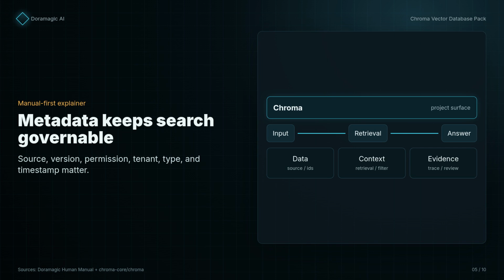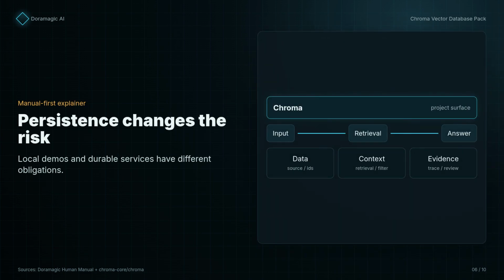For RAG, Chroma usually sits before the generator. The app embeds or receives a query, searches the collection, retrieves nearby documents, builds a prompt, and asks the model to answer from that context. The vector database improves discovery, but the answer still needs source checks.